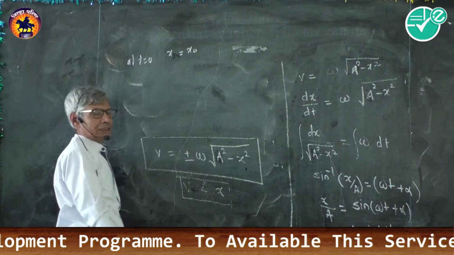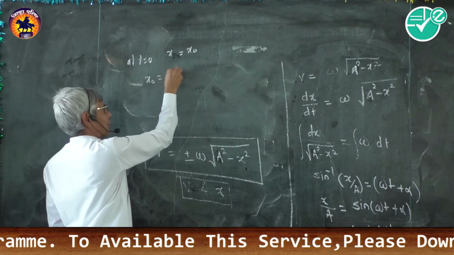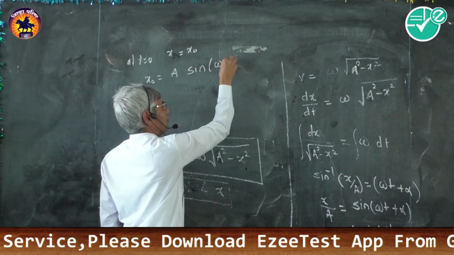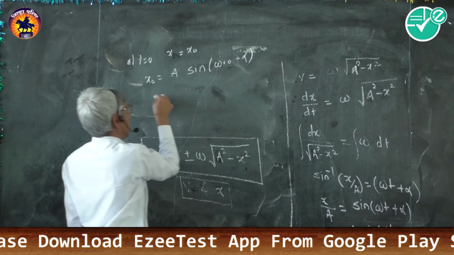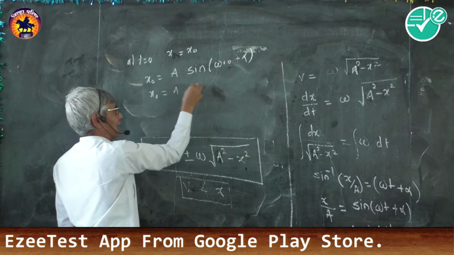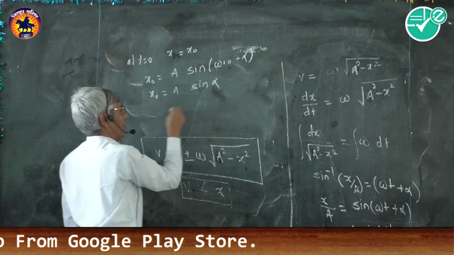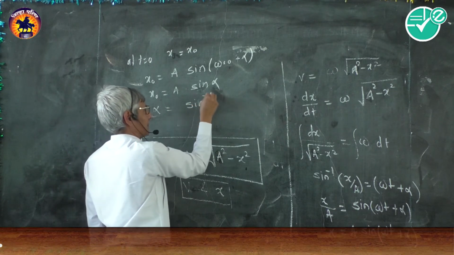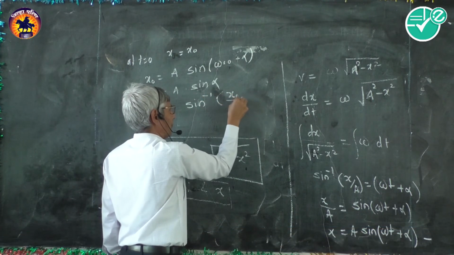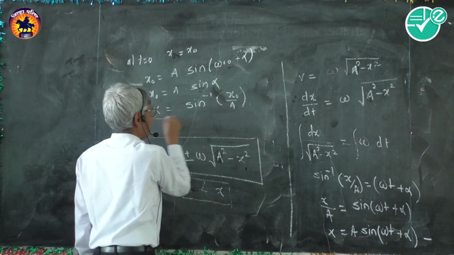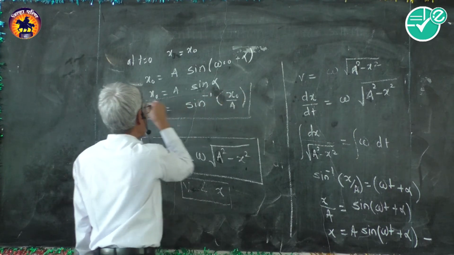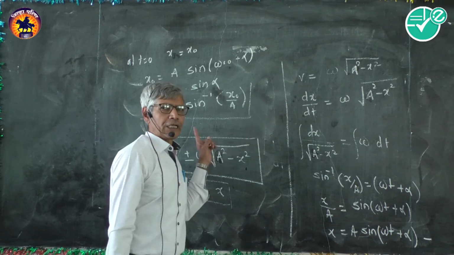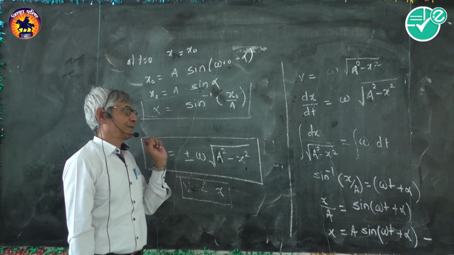So using this condition, we can write x0 is equal to A sin(omega into 0 plus alpha). That is, x0 is equal to A sin alpha, or alpha equal to sin inverse of x0 by A. So it is quite clear that this angle alpha depends upon the initial condition of the motion.